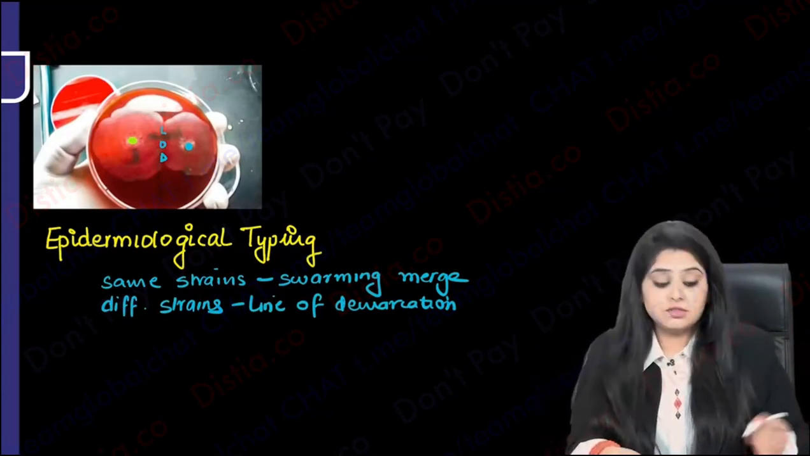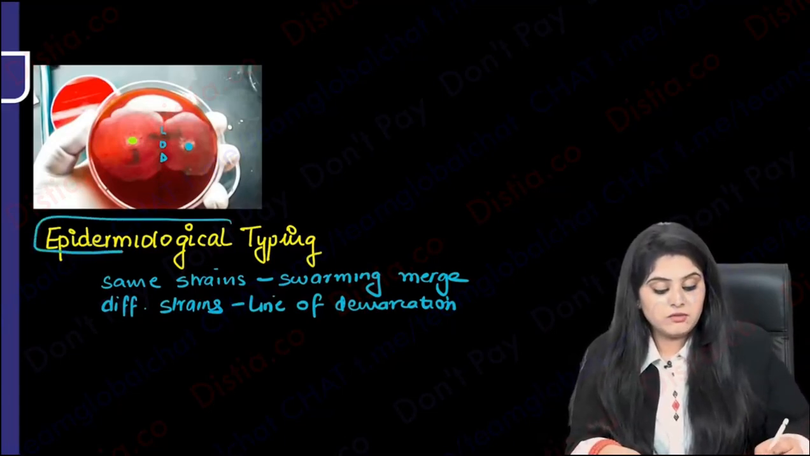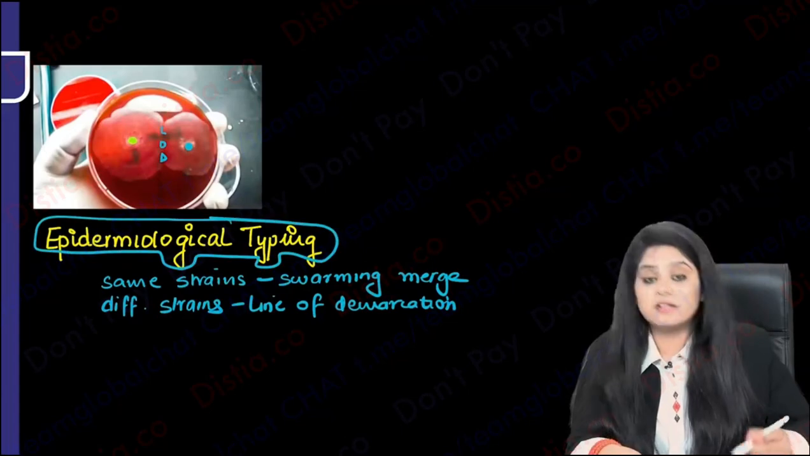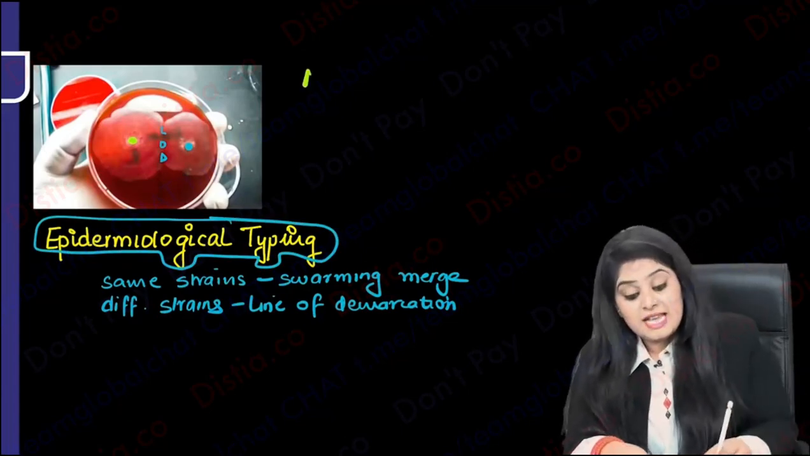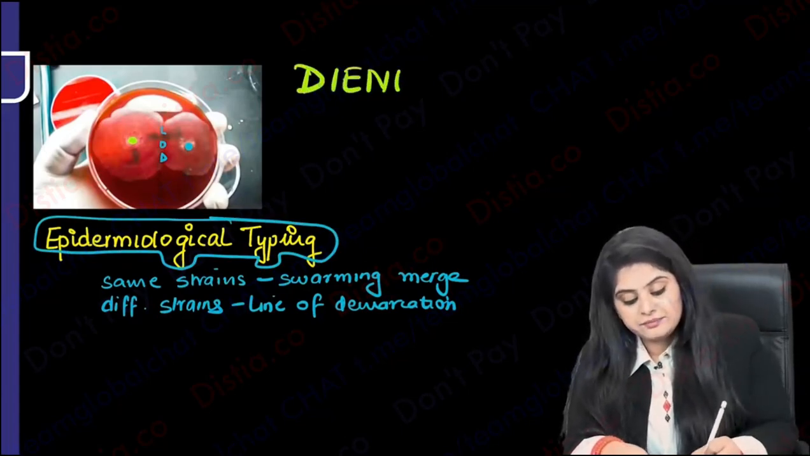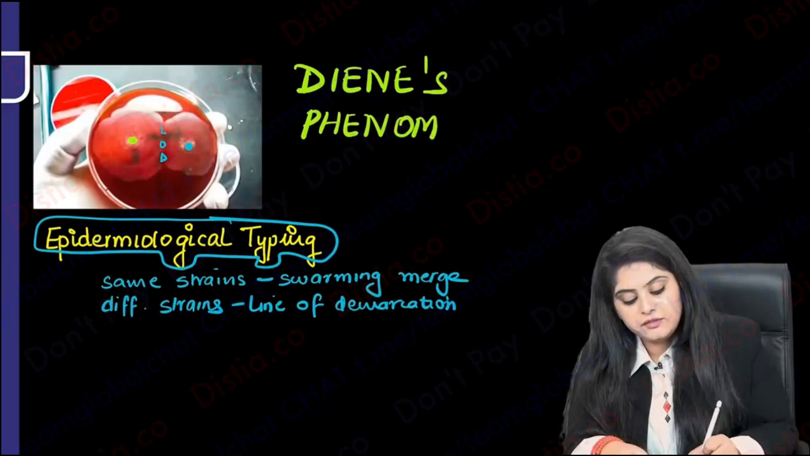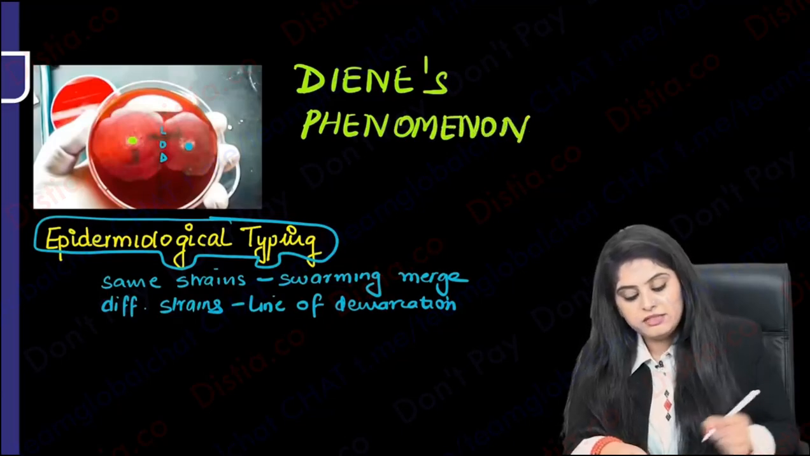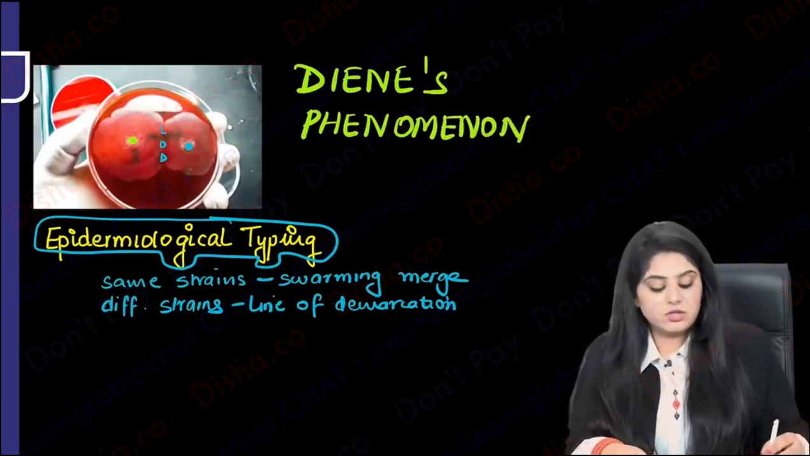Is there any other? So this will help me know whether all the people in the ward have the same Proteus, or is it different? It's for epidemiological typing, and this is known as the Dienes phenomenon. So what is this Dienes phenomenon? Dienes phenomenon means that you are testing for this epidemiological typing.